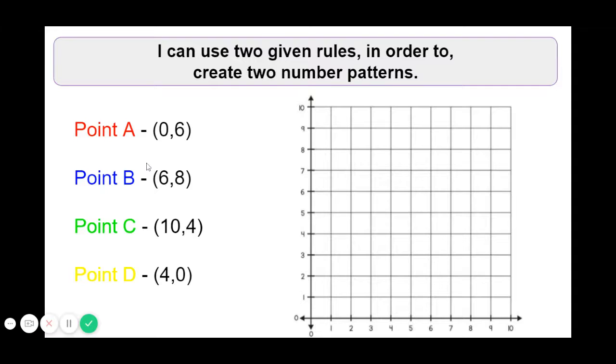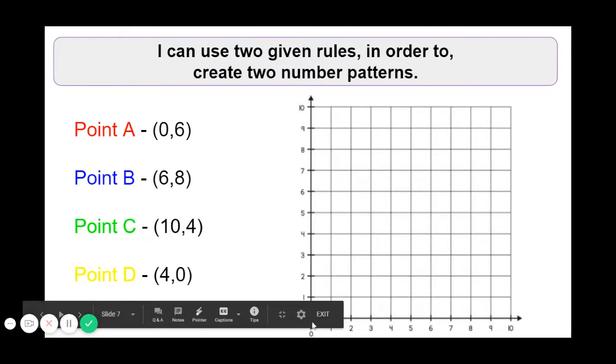So I'm going to plot these 4 points for you. Point A is going to be in red. It's going to be at 0, 6. So I start at the door, which is my origin right here. With 0 as my x-coordinate, that means that I do not have to go to the right at all. I'm just going to go up 6 on my y-axis and plot my point.